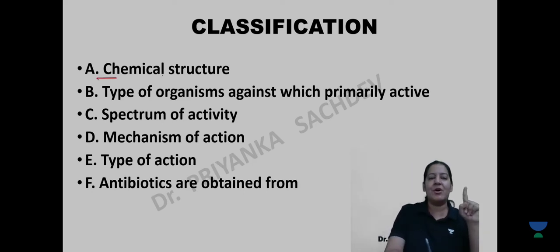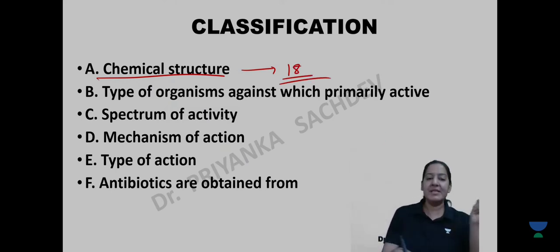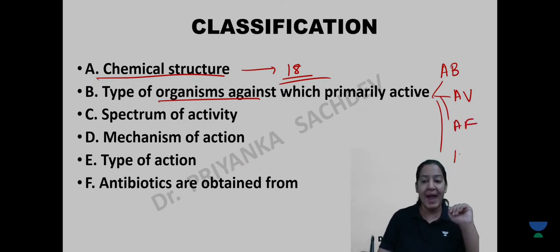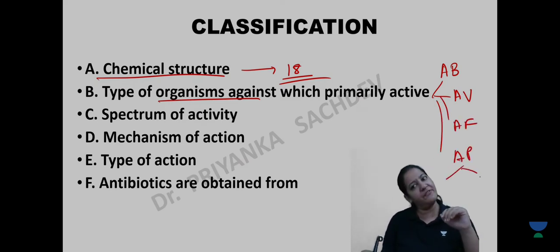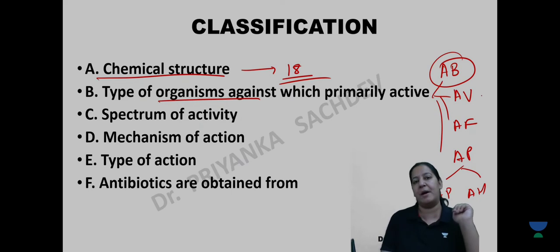The first way is based on chemical structure, based on which we divide the antimicrobial drugs into 18 different classes, but not important. Based on the type of organisms against which they are active, they are either antibiotic, that is antibacterial, antiviral, antifungal, or antiparasitic. The antiparasitic are further two types, antiprotozoal and antihelminthic. We will be studying all today. The biggest one is the antibiotic. We will start with antibiotic only.